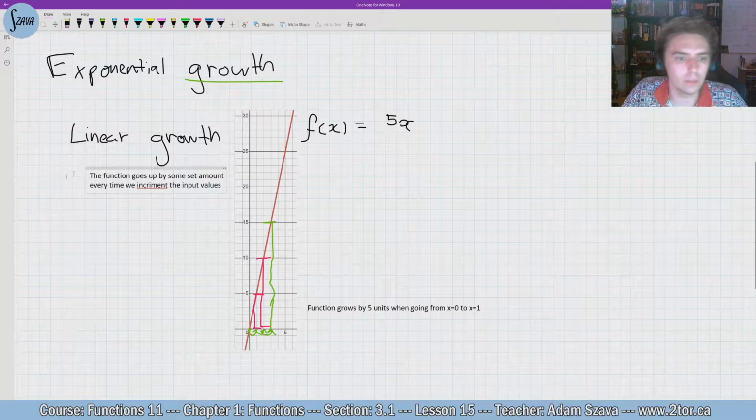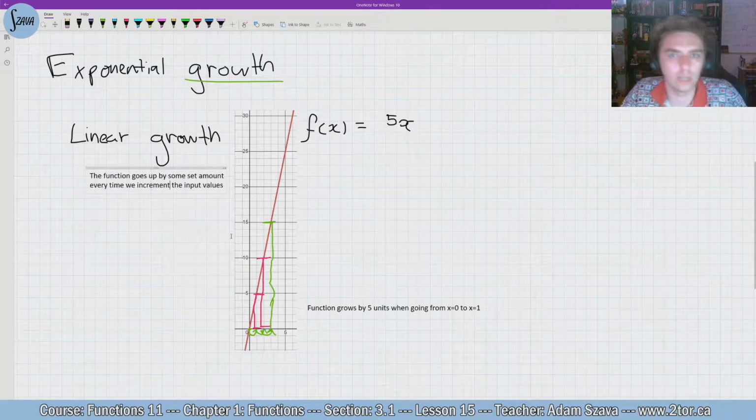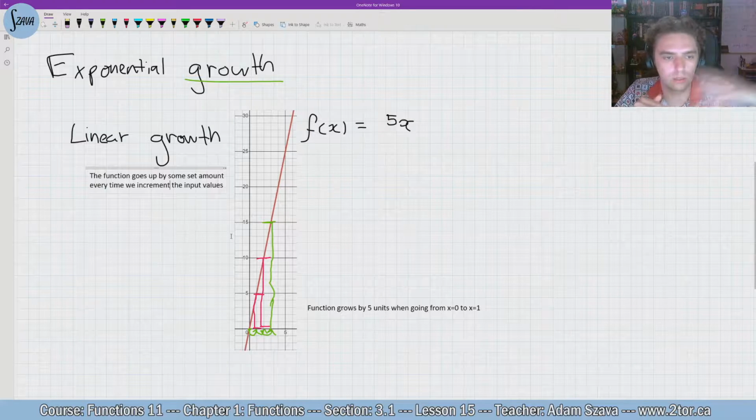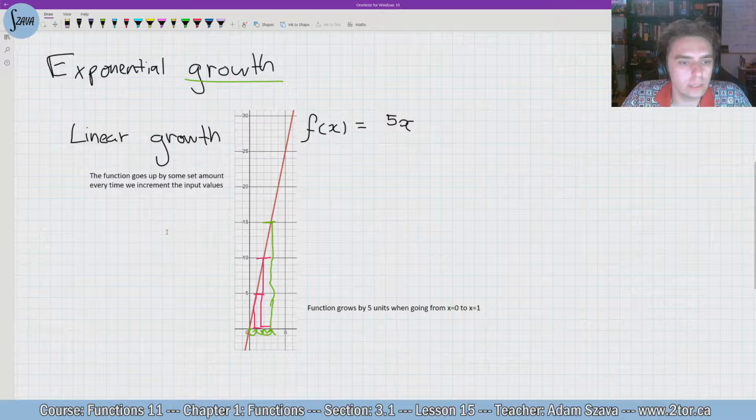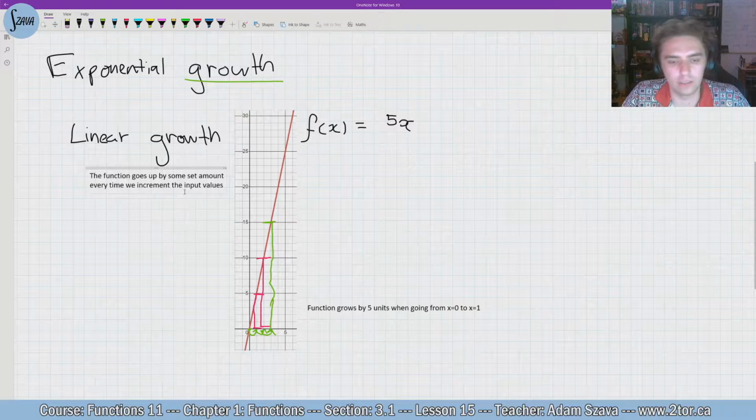Okay, so increment means bring up by 1. Right? So increment 5, you get 6. Increment just means go up by a little bit, by 1 whole unit. So the function goes up by some set amount every time we increment the input values.